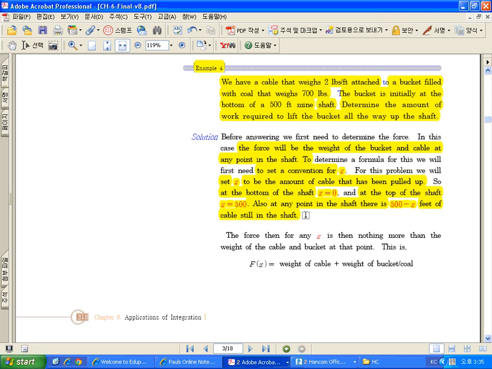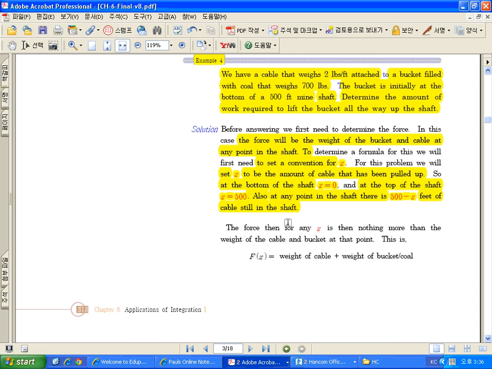You understand? Here is the mine, the poles are here. We want to pull this over a distance of 500 feet, with a bucket weight of 700 pounds. So how much work is needed to do this? The distance is 500. We start from here. The 500 minus x is the length of the cable.